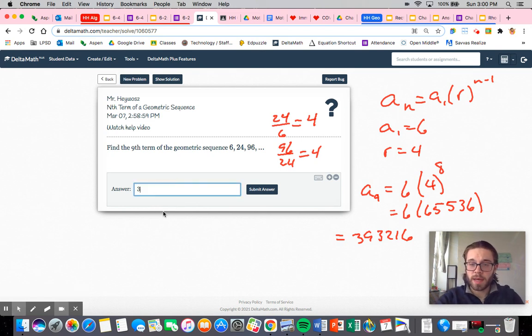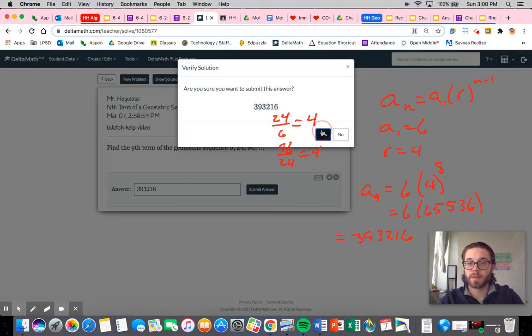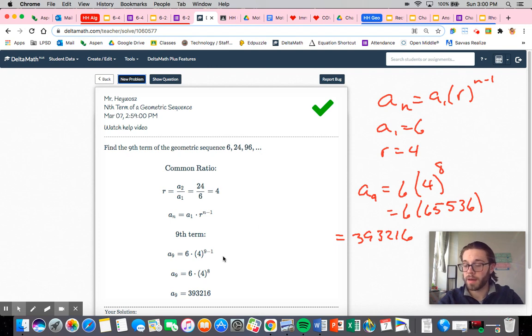So anyway, it would be 393,216. There you have it. Let's just make sure I didn't make a mistake on my multiplication. I did not. So anyway, you do see very quickly that these can get very big. Just keep that in mind when you're looking at your answers. If you are multiplying by something really big, like 4 is not even that big of a ratio, right? If you're multiplying by something like 8 as your ratio, it's going to get very big very quick. So just keep that in mind when you're looking at these problems.